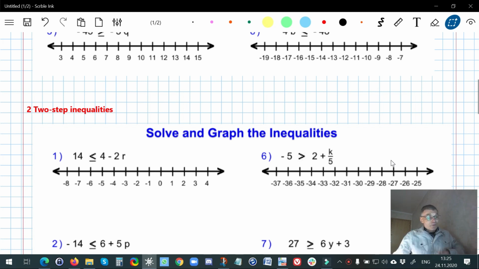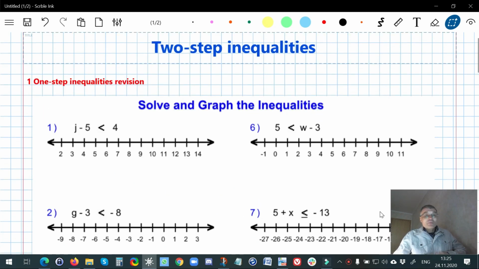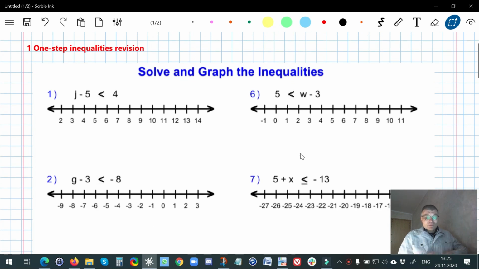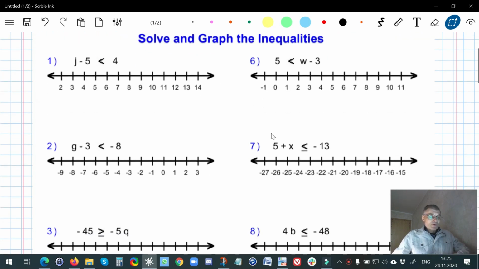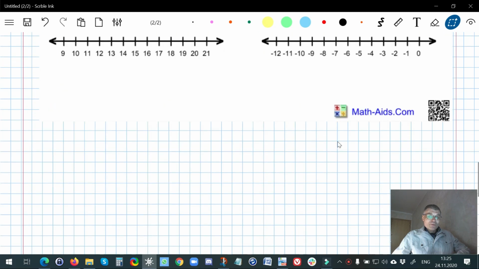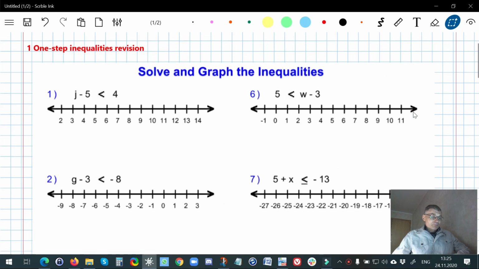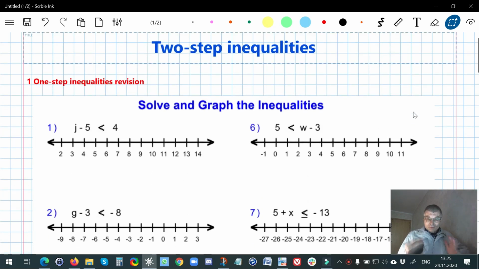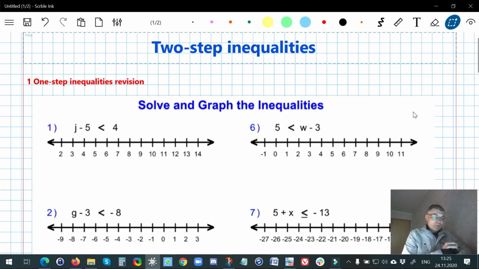But of course, first we would like to revise one-step inequalities, how we do that, what are the hidden problems, and so on. So we can see in front of us on the screen one-step inequalities generated by that beautiful site which I always use, maths8.com. And let us begin with the first one.